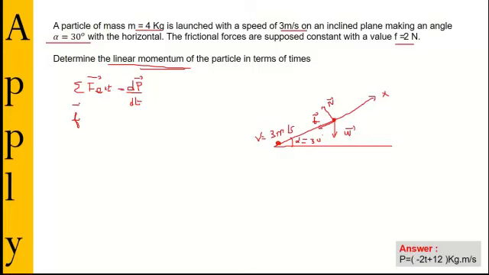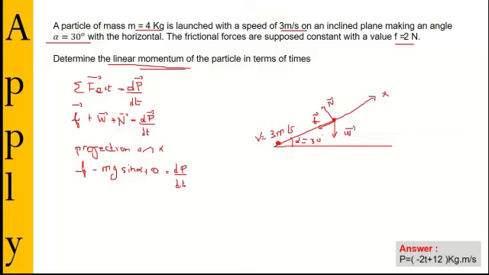So we'll have friction plus weight plus normal is equal to dp over dt. And then in the next step, it's the projection. We remove the vector and take the projection on the x-axis since it's moving on x. So by projection, we'll have minus f, minus mg sine alpha, and the projection of the normal is 0, which will be equal to dp over dt.